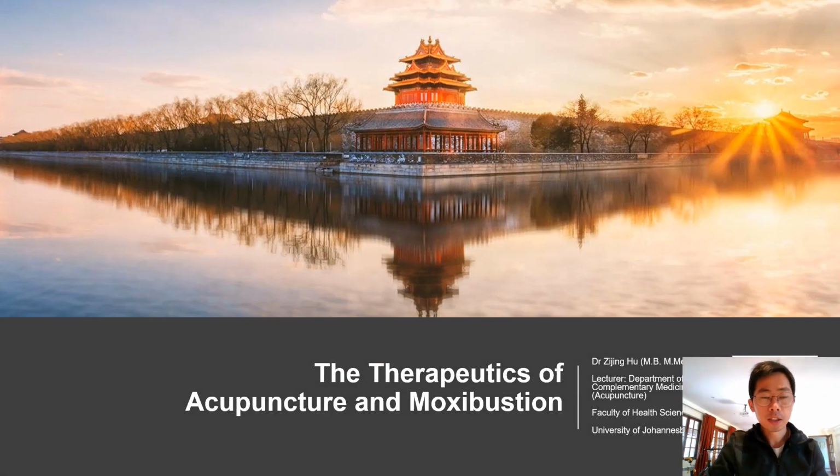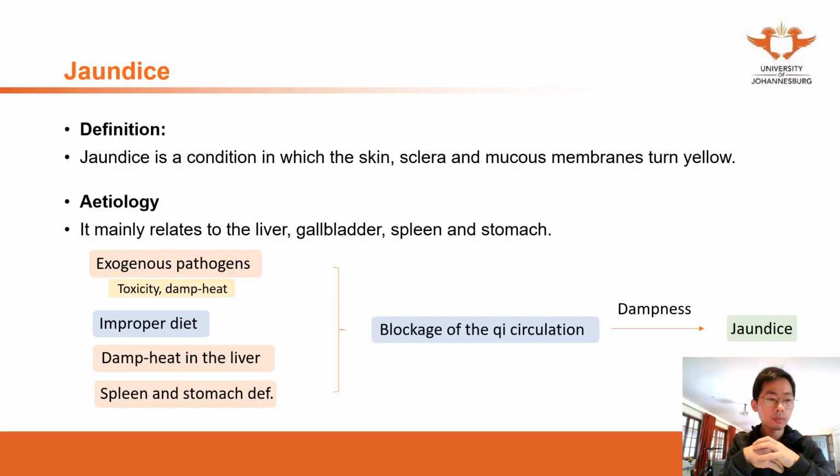Good day, class. In this video, we are going to study jaundice. Jaundice refers to the condition when the skin, sclera, mucous membrane, and even the urine become yellow. This is a symptom. Until now, you will see this in Chinese medicine.